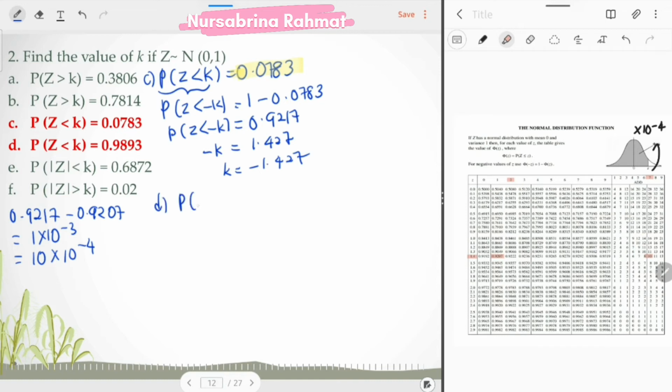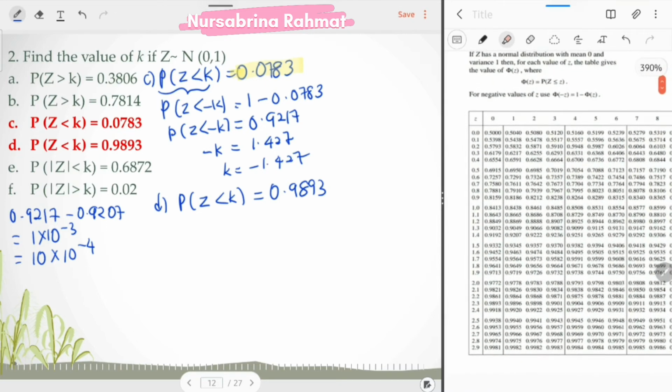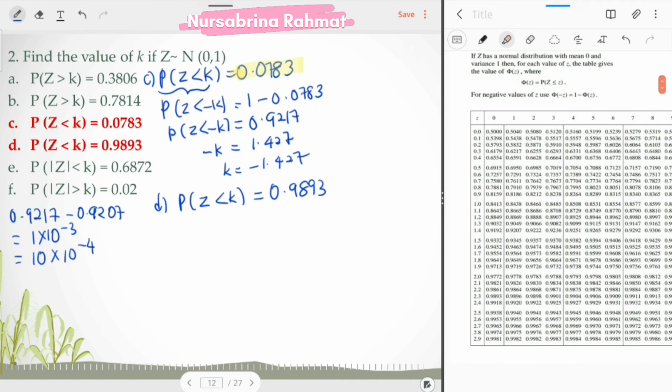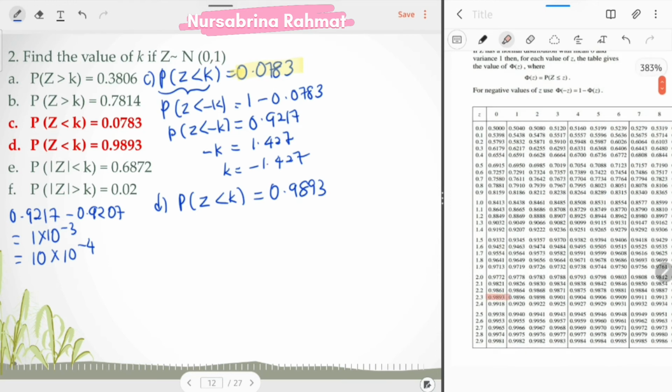So P(z < k) equals 0.9893. Okay, so the probability value is already more than 0.5. So that means you can directly find out which z-score belongs to 0.9893. Okay, so from this table, 0.9893 is for z-score 2.30. So we get the exact value. So your k is actually equal to 2.30.